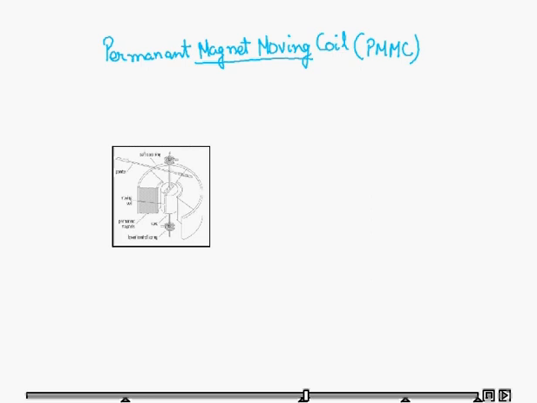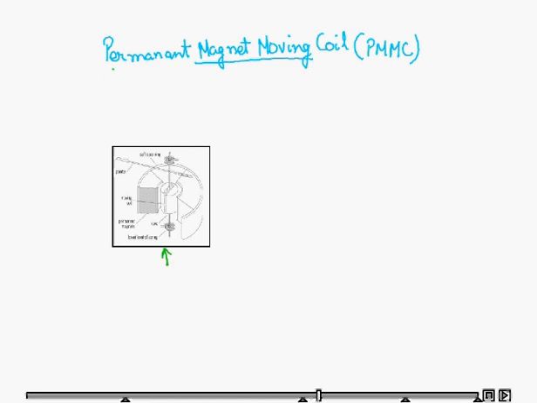लेट्स सी व्हाट इज परमानेंट मैग्नेट मूविंग कॉइल. It is a type of moving coil instrument. So moving coil instrument का ये एक type है PMMC. Now this is the construction of PMMC.